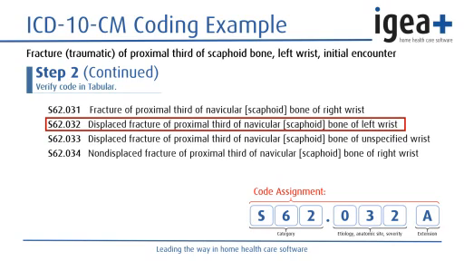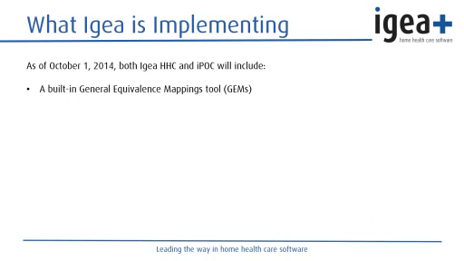Okay, so let's now take a look at the changes Igea Software will be implementing in the next few months. As of October 1st, 2014, both Igea HHC and IPOC will include, first of all, a built-in general equivalence mapping tool. And this tool will allow you to convert any code from ICD-9 to ICD-10. This is what we know as forward mapping. As an example, we have the ICD-9 code 820.02 for a fracture of mid-cervical section of femur, closed.